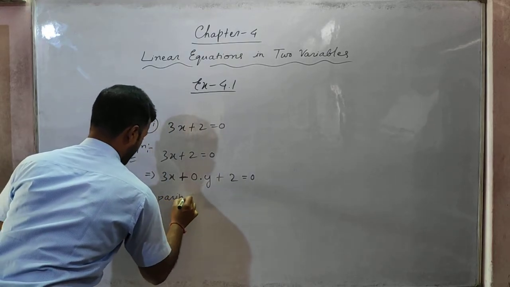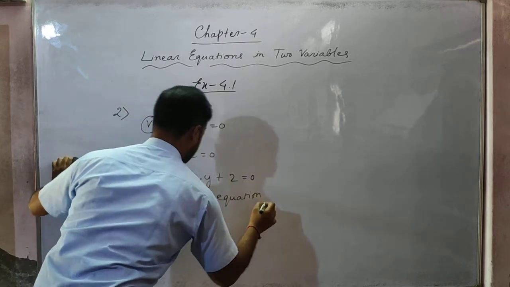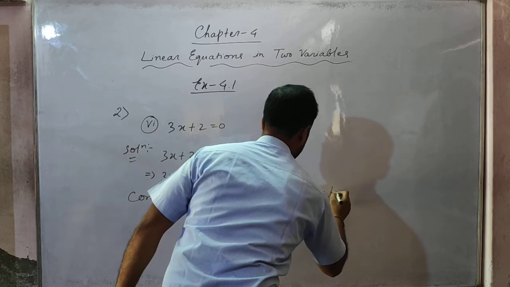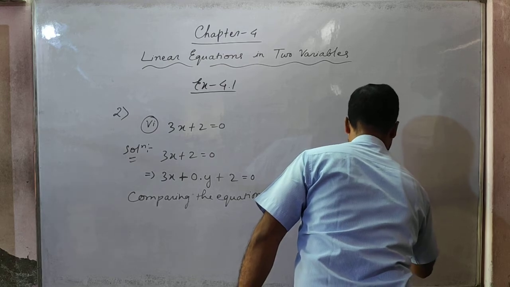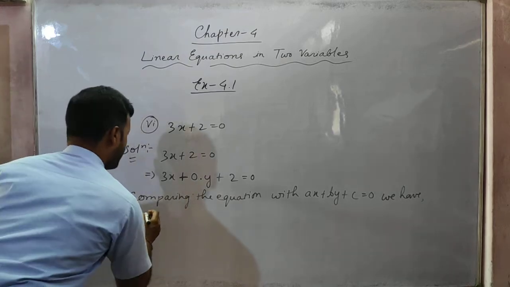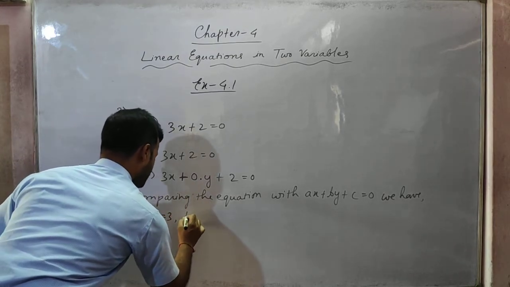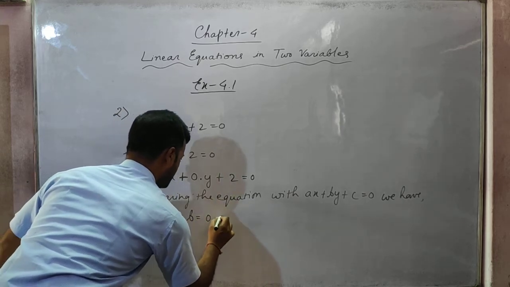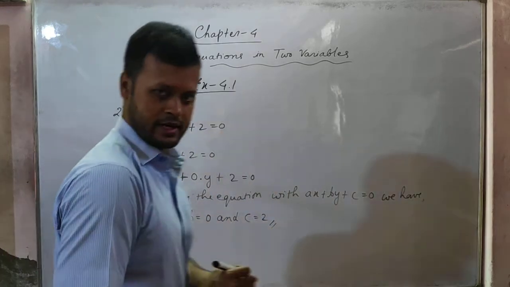Comparing the equation with ax plus by plus c is equal to 0, we have a is equal to 3, b is equal to 0, and c is equal to 2. Okay?